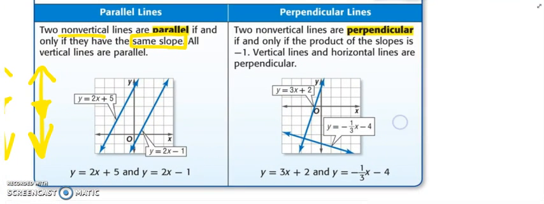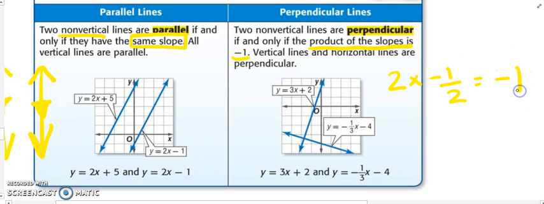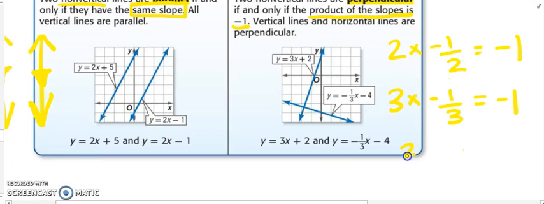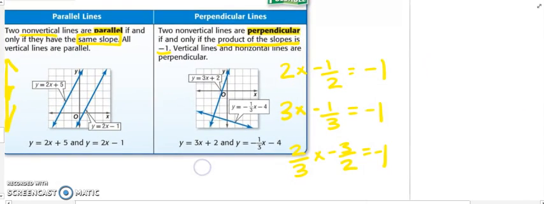Okay, so for perpendicular, it's the same thing, except it says the product of the slopes is -1. So that would be like 2 and -1/2. If I multiply those together, I get -1. So 2 and -1/2, maybe 3 and -1/3, maybe 2/3, and how I would get -1 there is -3/2. So maybe you've picked up on the pattern, or you remember that for perpendicular equations, their slopes are opposite reciprocals.